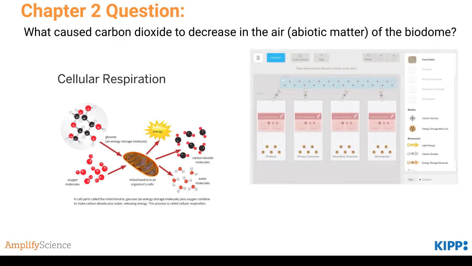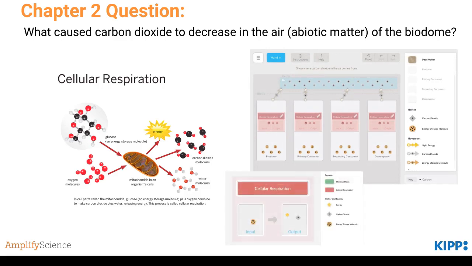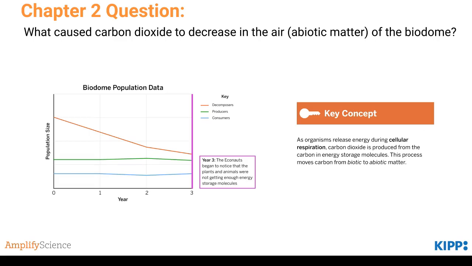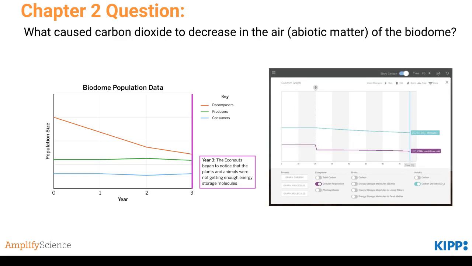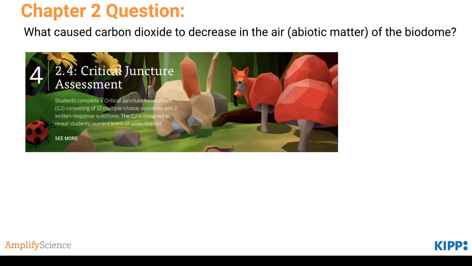Students then demonstrate their knowledge of cellular respiration by modeling their answers to the investigation question. Students then are introduced to the biodome population data graph. Students notice that there was a decrease in decomposers, and therefore that is probably the reason why the amount of carbon dioxide decreased in the air. Students then use the sim to test this claim to decide if decomposers really led to a decrease in carbon dioxide.